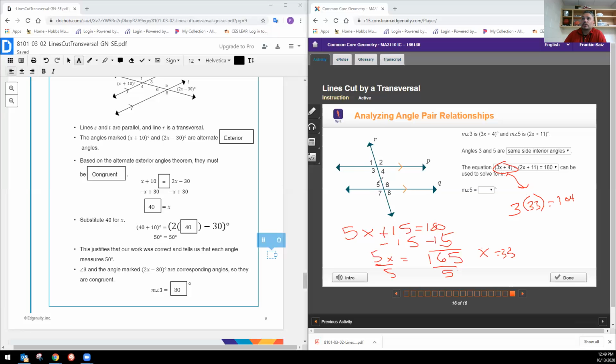Okay, so I just have to put that in. So 2 times 33 is going to be 66 plus 11 is 55. Did we do that correctly? Let's find out.